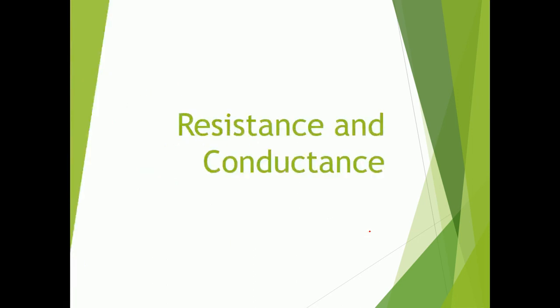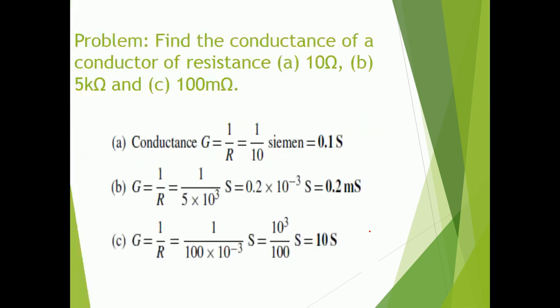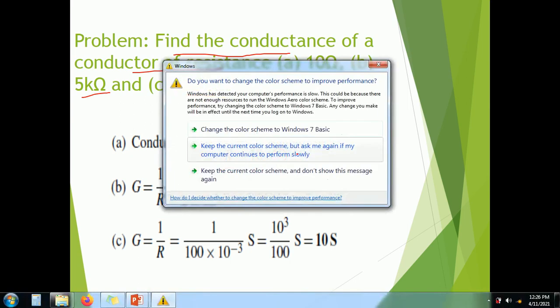The next topic is resistance and conductance. Find the conductance of a conductor of resistance 10 ohm, 5 kilo ohm. The C option is 100 milliohm. As we have already discussed in the previous video, conductance is nothing but the reciprocal of the resistance, that is 1 by R. So in the first case it's 1 by 10 and the unit of conductance is Siemens or mho.